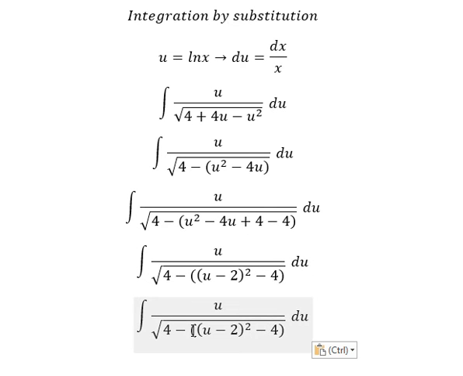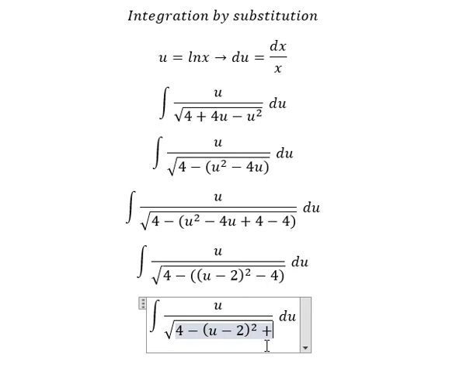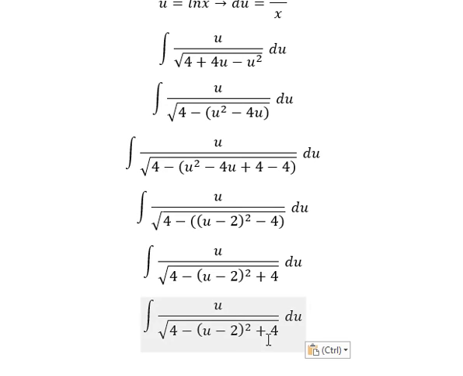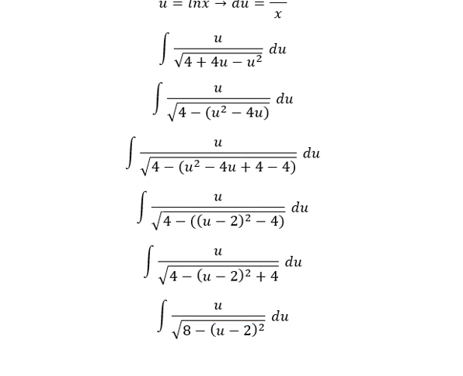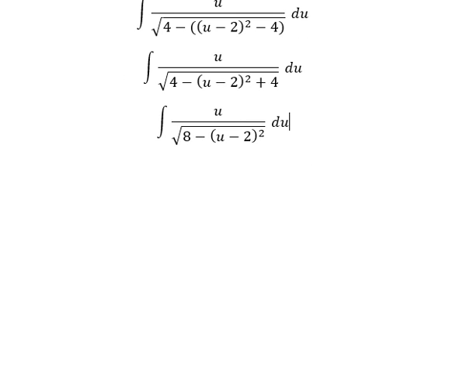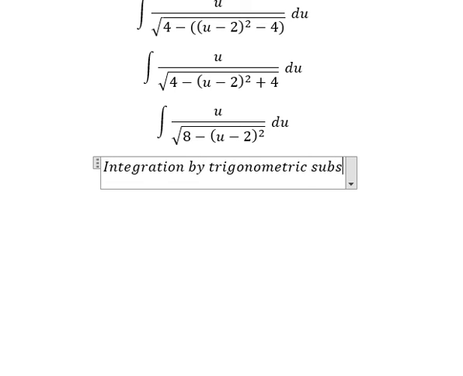Now we need to open parenthesis, and this one you get u minus 2 to the power of 2. This one you get positive number 4. 4 plus 4 you get 8. Now we can use integration by trigonometric substitution.